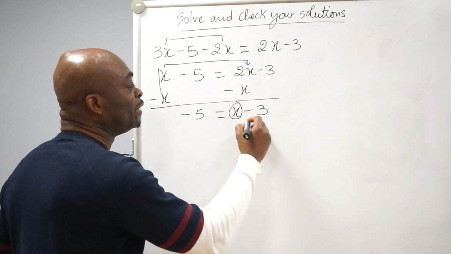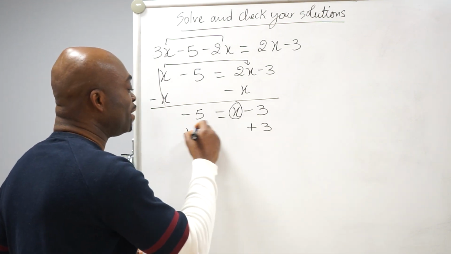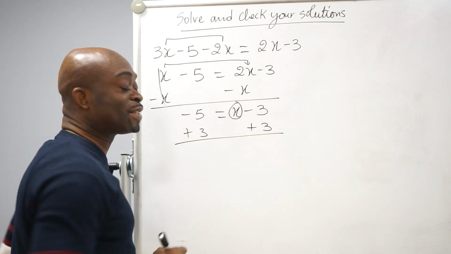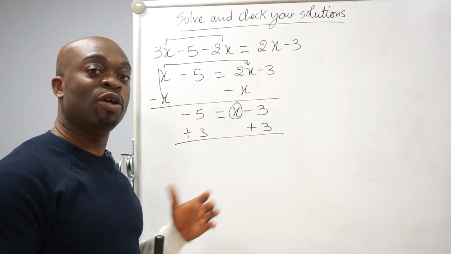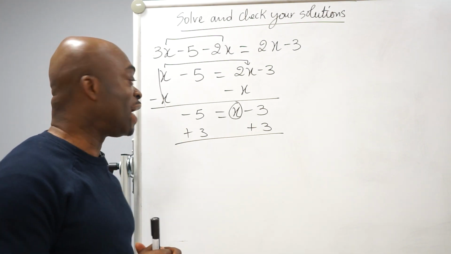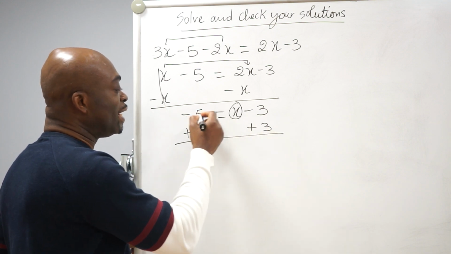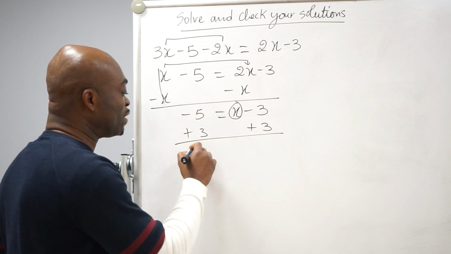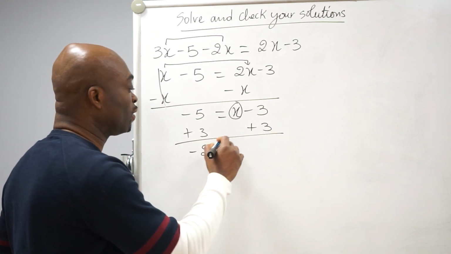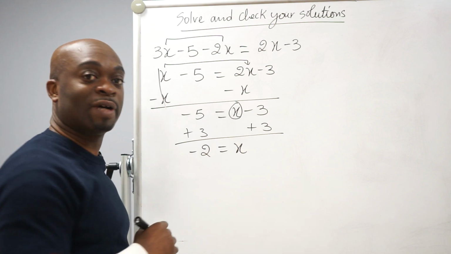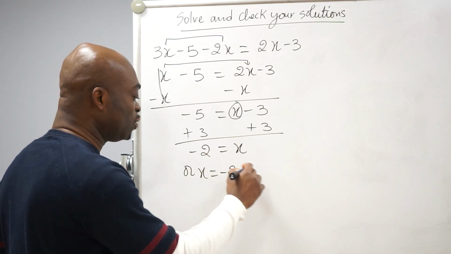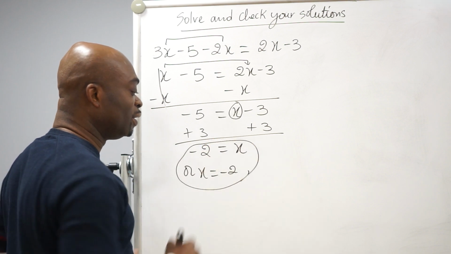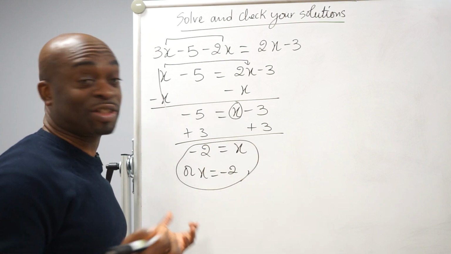So what's going to happen? Positive 3, because x has to be left on the right side of the equal sign. So that means negative 3, we've got to combine it with negative 5. So what's going to happen? Negative 5 plus 3 is going to give us what? Negative 2. Okay? And this one is equal to x. So x equals negative 2. So it's either or of these solutions. Okay? So that's just the same one.